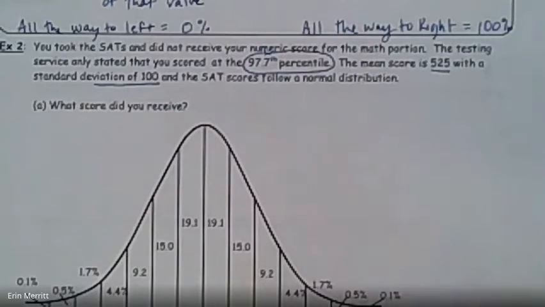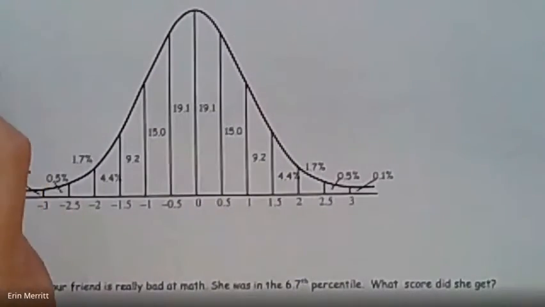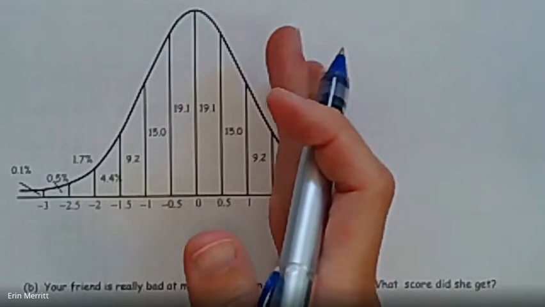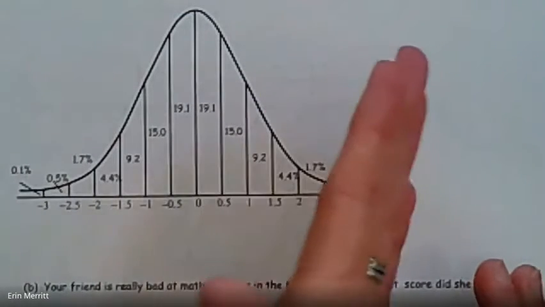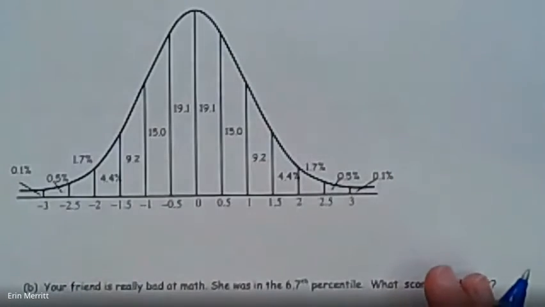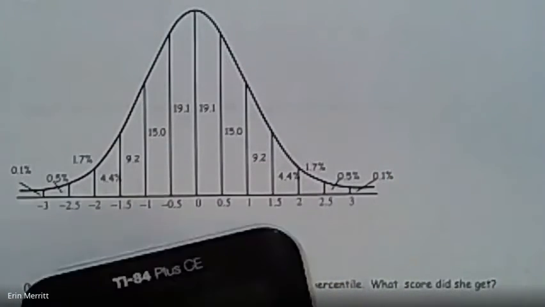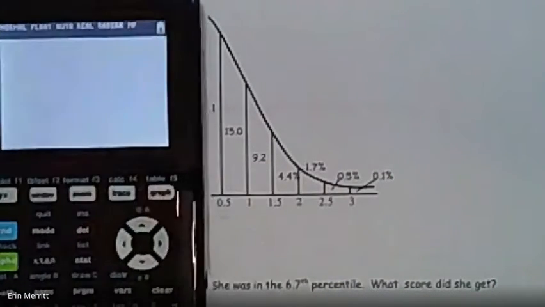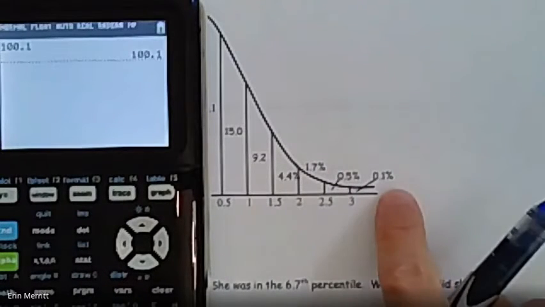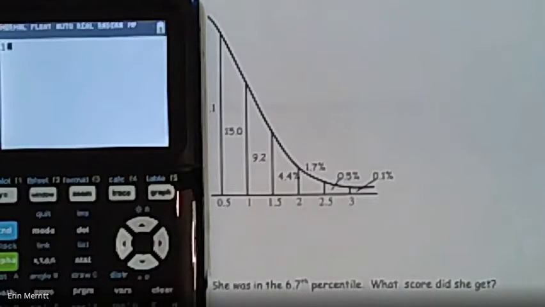Couple ways that you could do that. I could start at the left and count all the way up until I hit 97.7, or I can start at the right and work my way down. So we said all the way to the right is 100%. So what I mean by work your way down, let's take 100% and subtract 0.1. 100% minus 0.1. There we go.